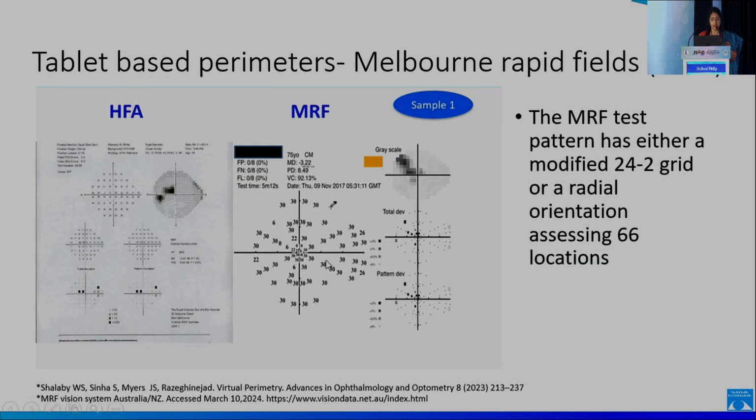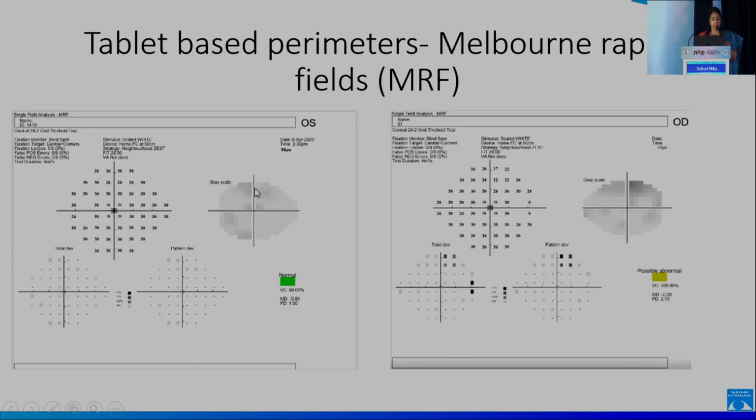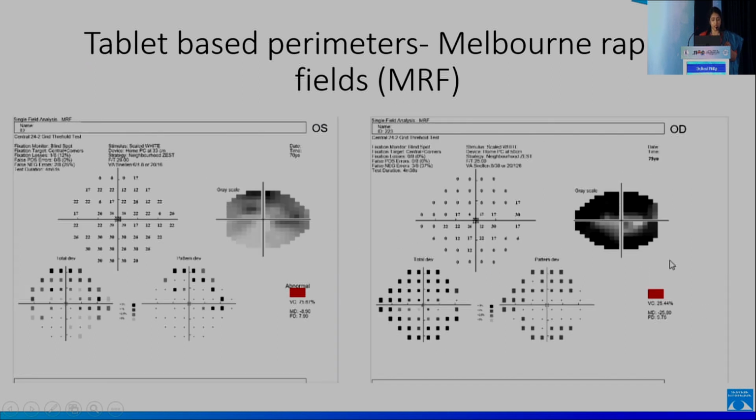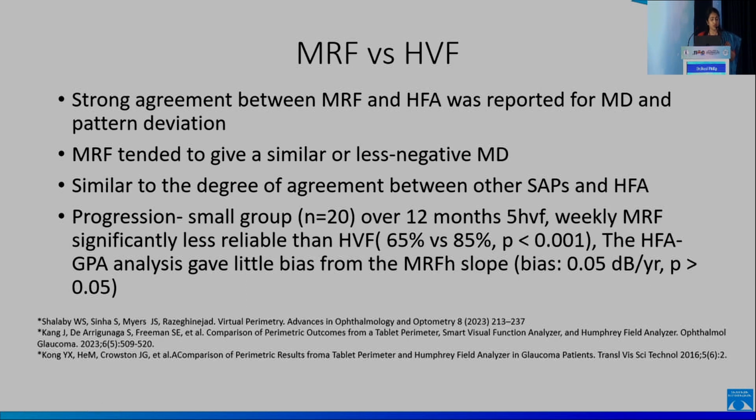There are 2 strategies. One is a radial orientation assessing 66 locations, and the other is like the 24-2 grid. These are examples of a normal eye, mild glaucoma, moderate, and severe glaucoma patients with the Melbourne rapid fields. There is a strong agreement between MRF and HFA for mean and pattern deviation.